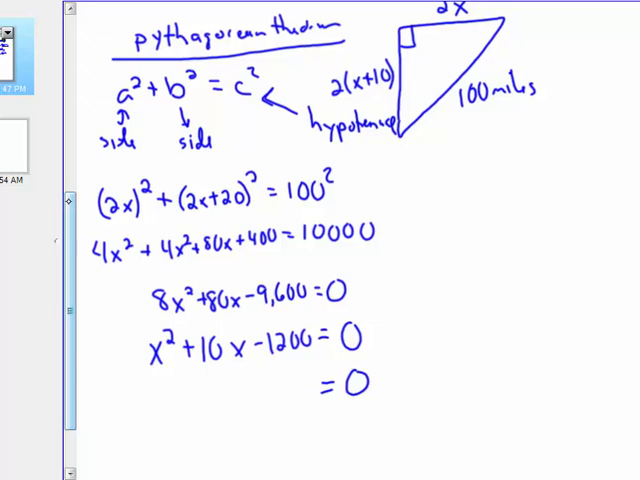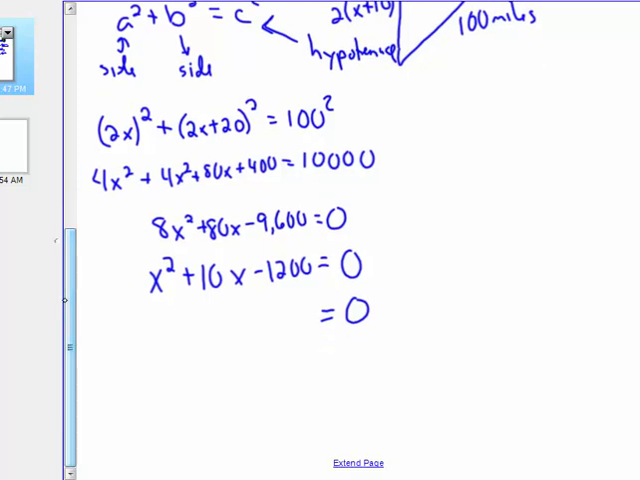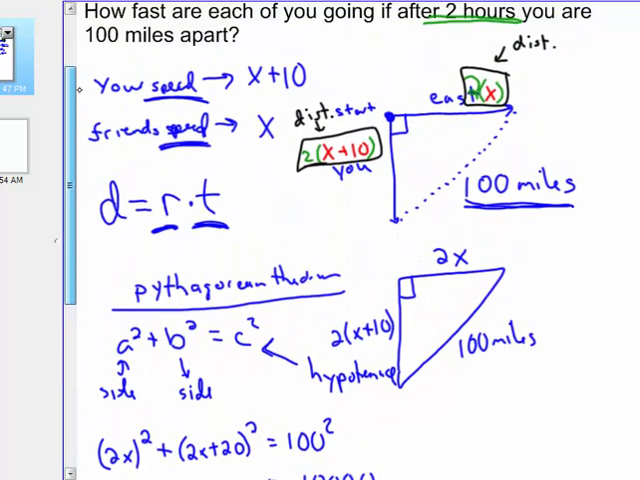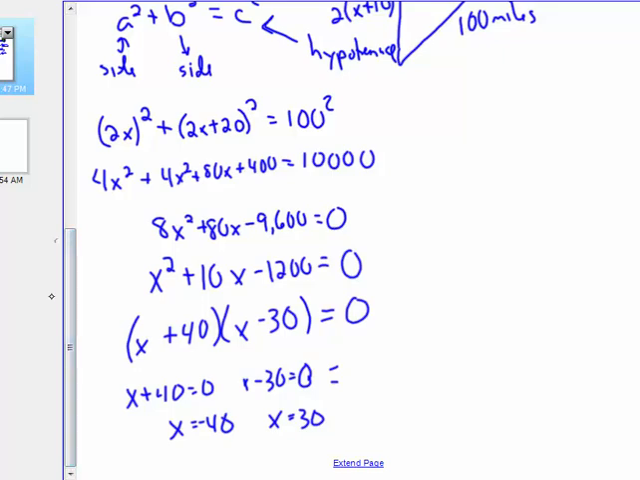So when I factor this now, again, you could use guess and check or factor by grouping. I get x and x, and then I get plus 40 minus 30. When I check it, I'm going to put the x in. X plus 40 equals 0. X minus 30 equals 0. Remember, x is what? The speed here. So the first one, x plus 40 equals 0. I get x equals negative 40. Nope, can't be that. Speed can't be negative. So I can cross out the negative 40. If I look, x is 30.